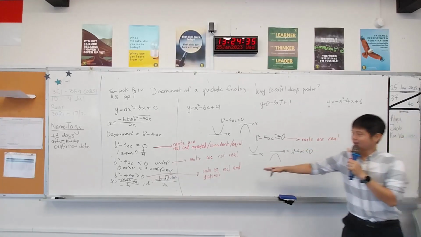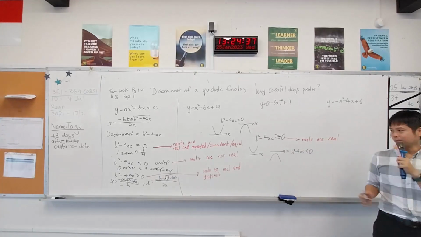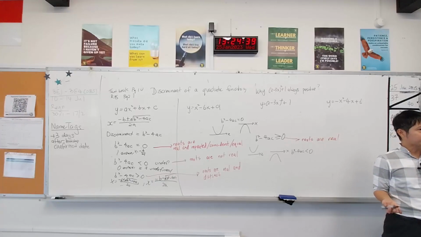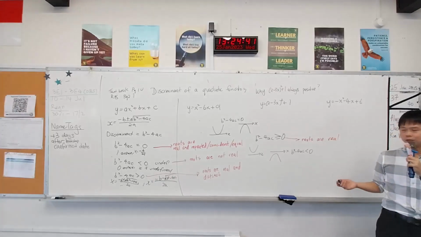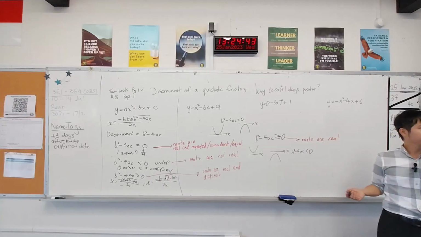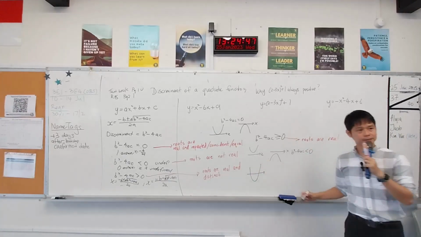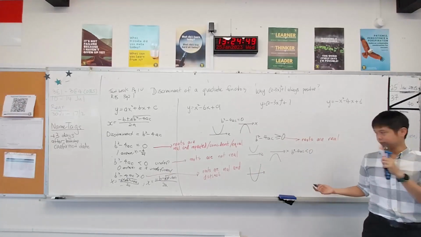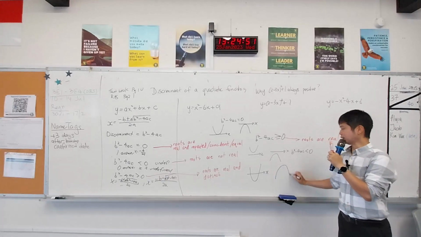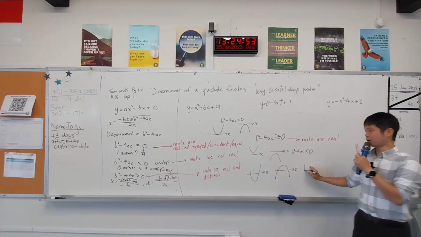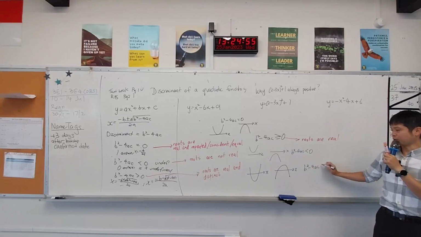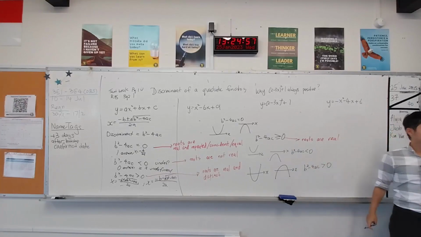Lastly, what happens if b squared minus 4ac is greater than 0, strictly greater? How would the curve look? It will cut the x-axis at 2 points. This is where b squared minus 4ac is greater than 0.